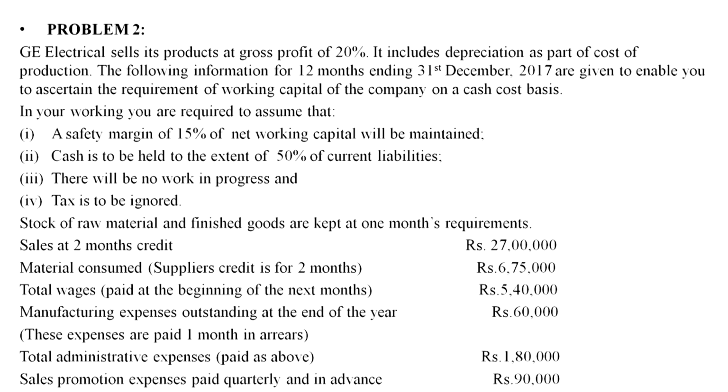And further information is given here, that there is no work in progress, tax to be ignored, and stock of raw material and finished goods are kept at 1 month's requirement. Sales information is given, material is given, total wages and manufacturing expenses, then administrative expenses, sales promotion expenses, every piece of information is given to us, and from this we can easily assess the working capital requirements of this company called GE Electricals.